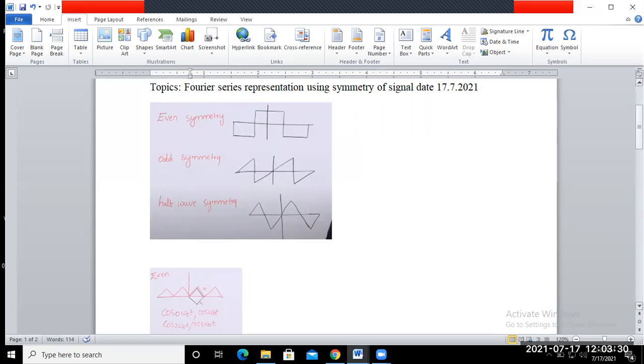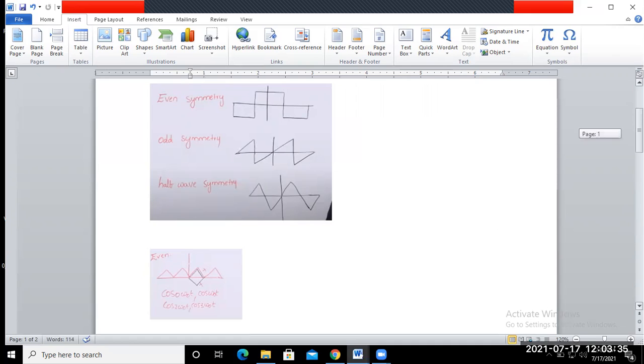A few examples I have considered here, these 4 examples. One is your pure even symmetry, another is your even and odd half wave symmetry, this one is for pure odd symmetry, and this one follows the half wave as well as the odd symmetry. So you may practice some problems based on the symmetry of the Fourier series representation.